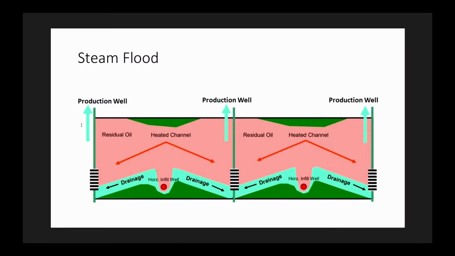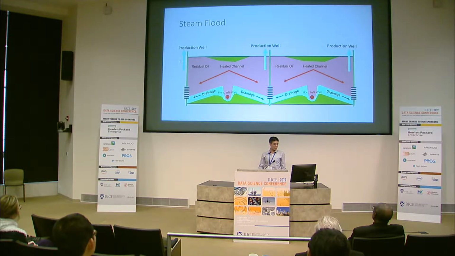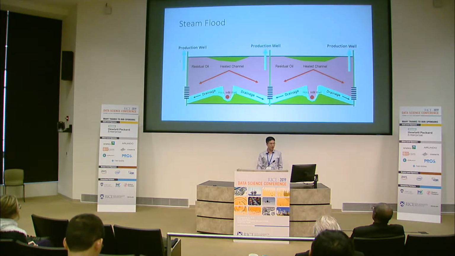Firstly, let me introduce what steam flood is. Heavy oil is very difficult to pump out. One solution is to inject steam to dilute it, so it can be easily pumped up. Now the question is, with a given amount of steam, how to allocate this steam so that we can maximize the oil production? That's the question we will address in this project.